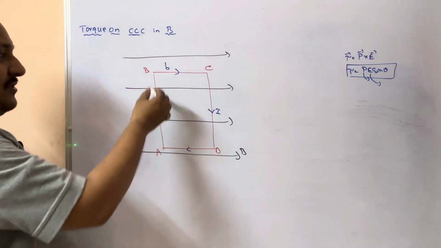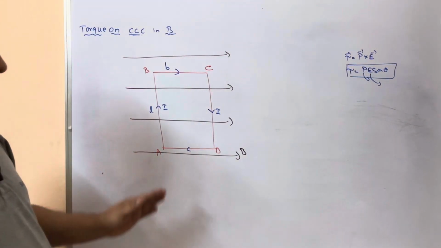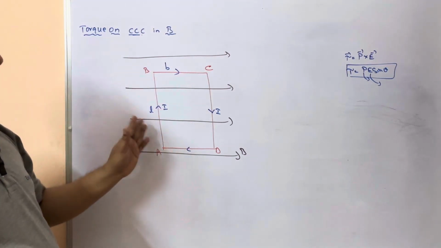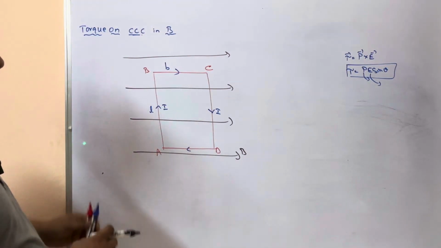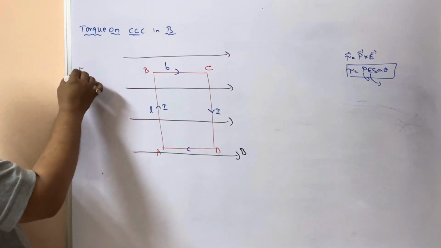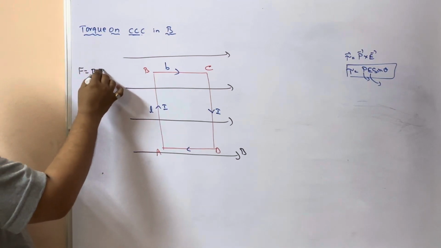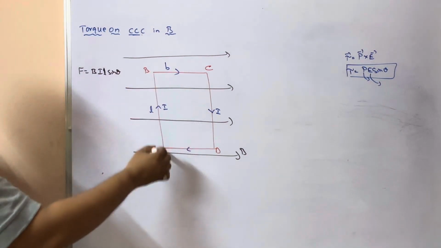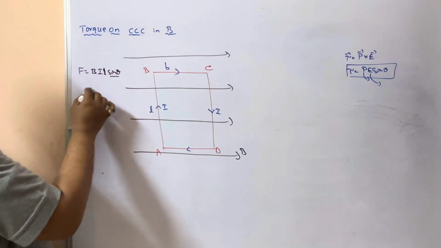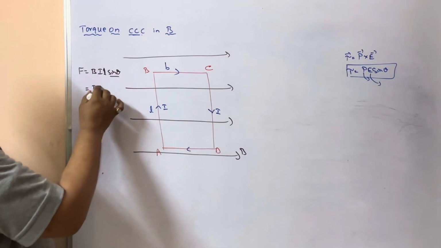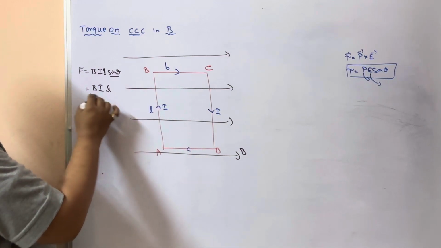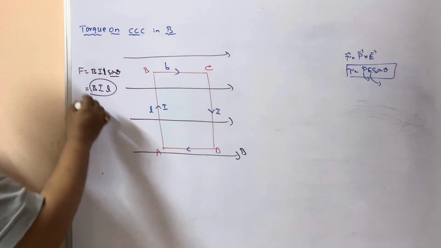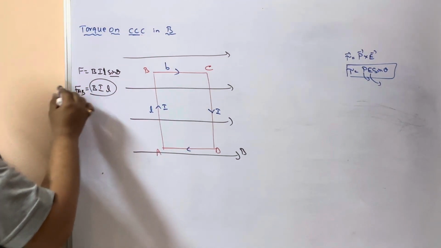Now what is the force acting on AB? Because this AB is perpendicular to the magnetic field, what is the formula for the force acting on a current carrying conductor? BIL sin theta. Here length is perpendicular to B, therefore sin 90, BIL, where the length of this conductor is L. This is the force. What is its direction? We will see the direction later. This is the force on AB.